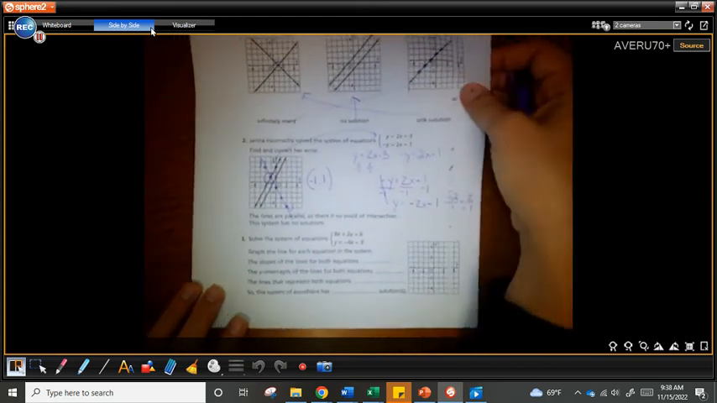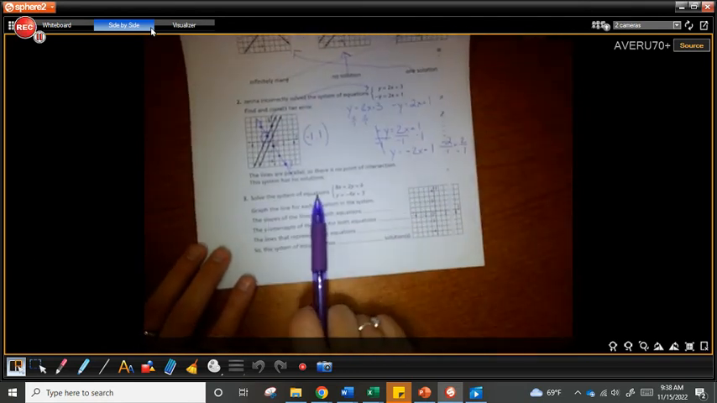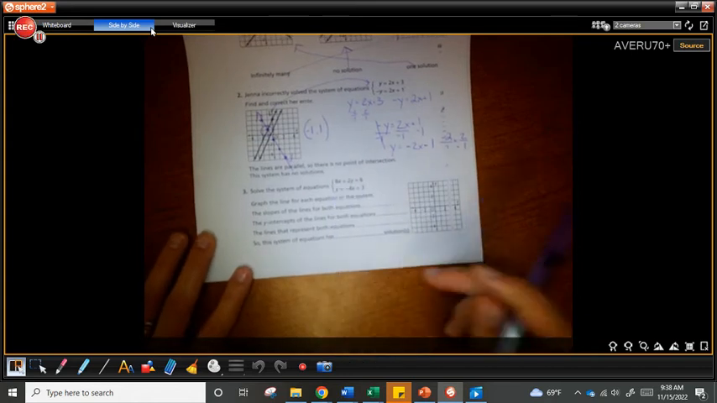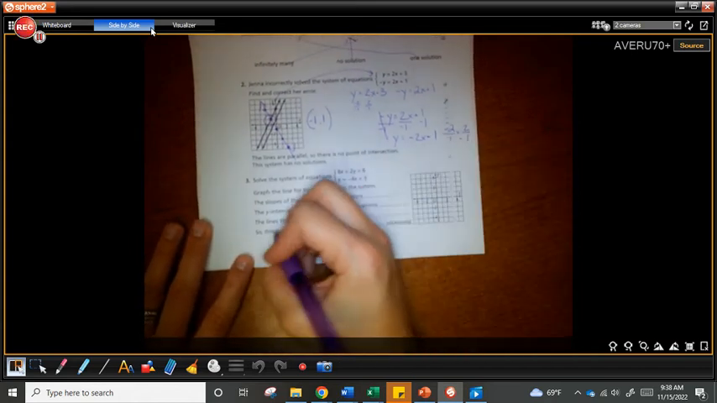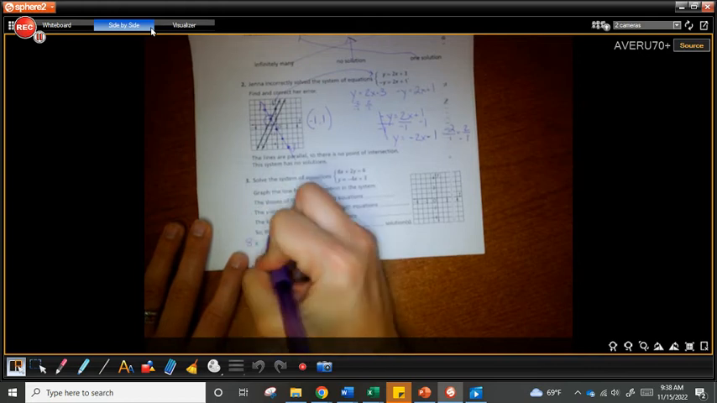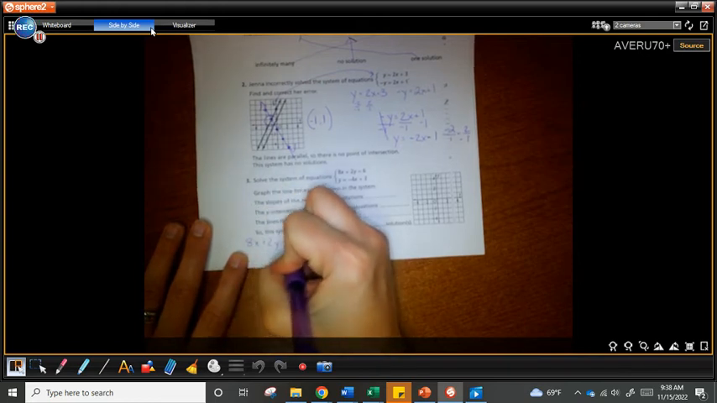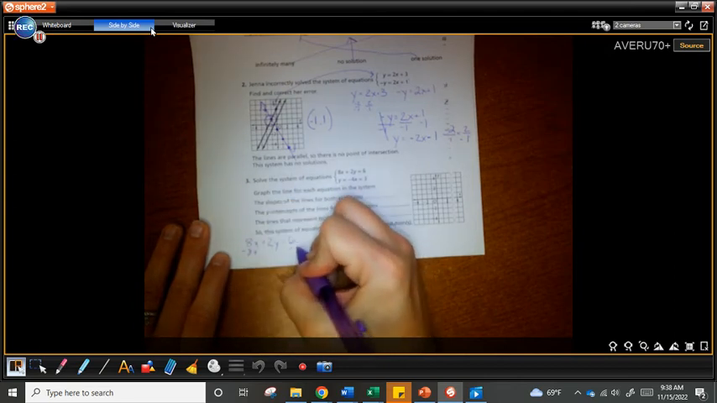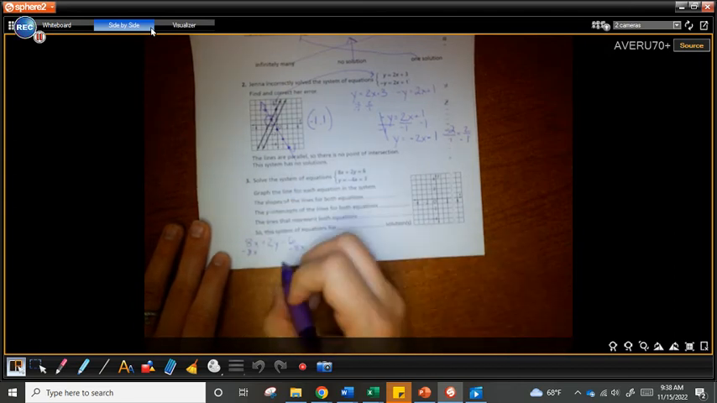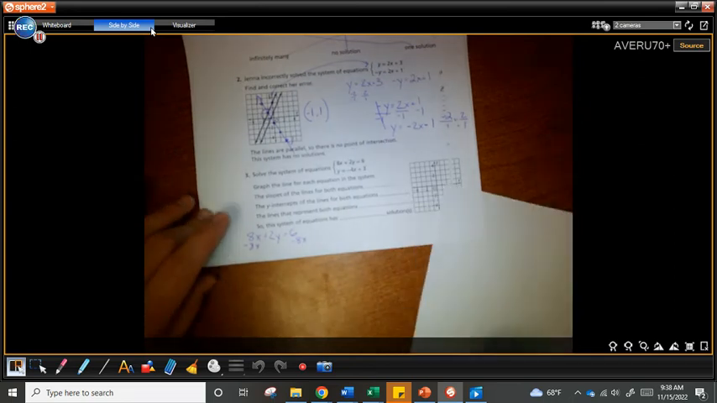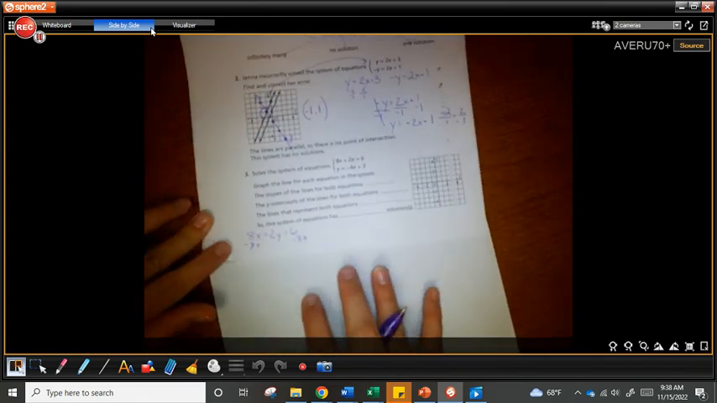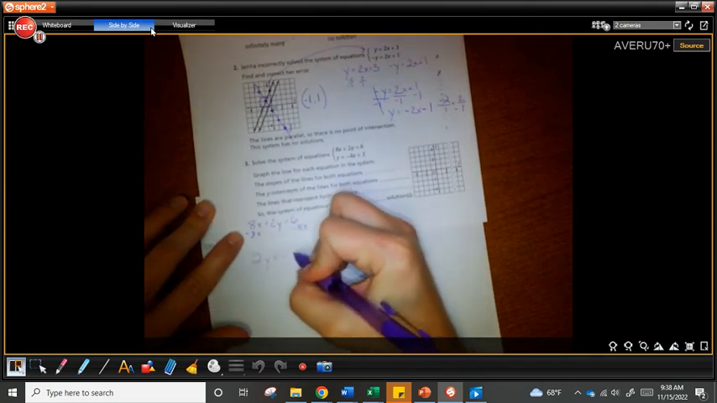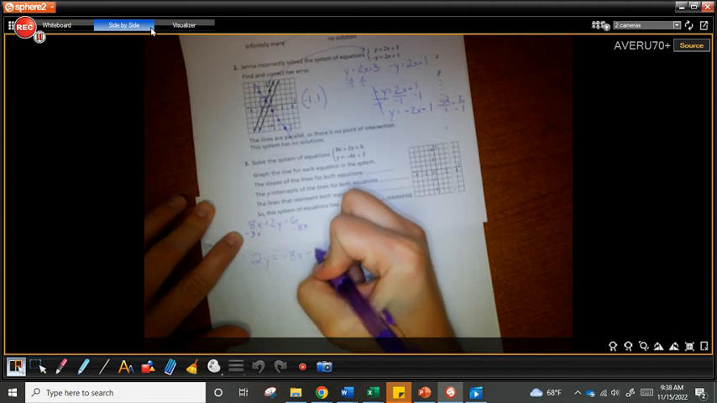Let's take a look at number 3. Solve the systems of equations. So we need to first write this in y equals mx plus b. So let me write that. Let me change this one first. We have 8x plus 2y equals 6. So let's move 8x over first. Minus 8x, minus 8x. And now we're left with 2y equals negative 8x plus 6.